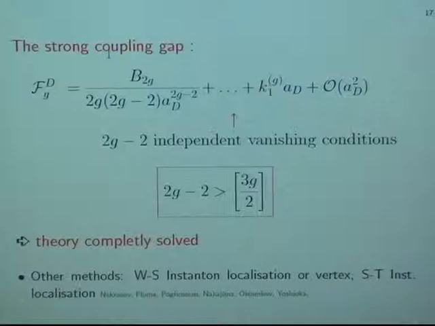Now comes the most important thing here, namely at strong coupling we find a gap in this expansion. In other words, you see that these F_g start out with a high negative power of the dual Wilsonian action variable, and then the next power is positive, and there are 2g minus 2 independent vanishing conditions. And now, since 2g minus 2 is greater than the greatest natural number which is above 3g over 2, the theory is completely solved. There are other methods by which you can solve them, as you have seen in this intermediate slide. In particular, there is also the direct instanton localization by Nekrasov, Nakajima and all these people. But of course, they will also only provide you a perturbative expansion in t near infinity, and they don't give much information about the global properties of these functions.